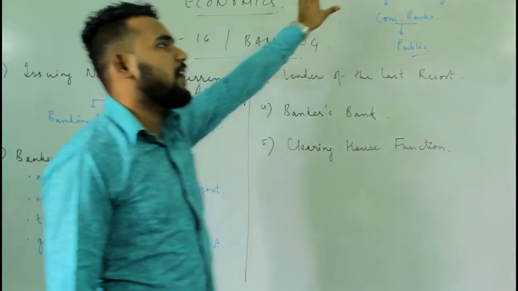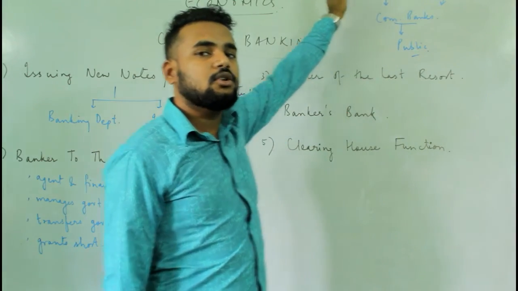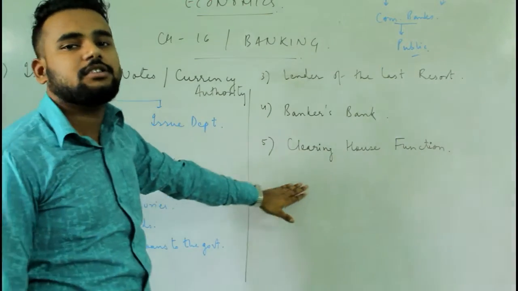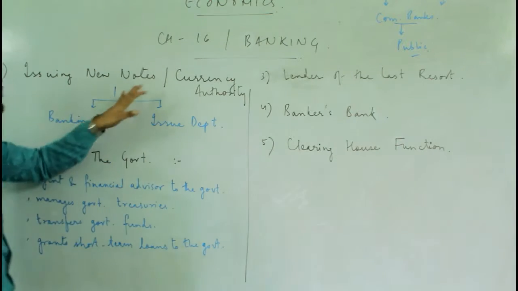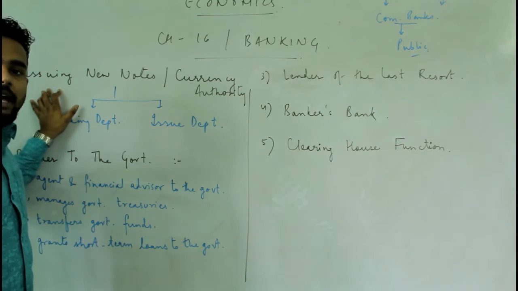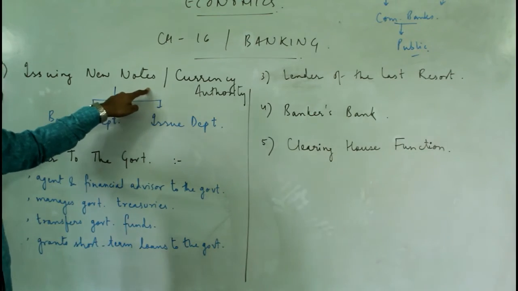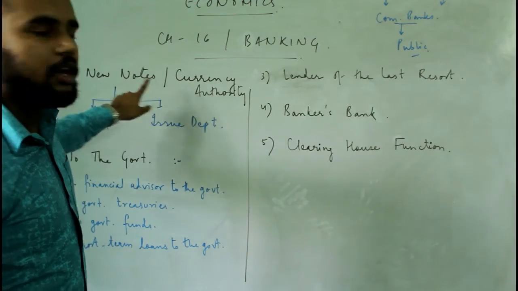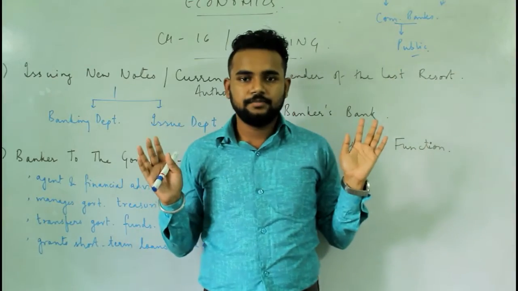So what are the functions of RBI? What work does the RBI do in the economy? RBI has several functions, so we are discussing the prominent 5 functions. The note you will get in class 11 copy, as I told you. So what is the first function of the RBI, students? The first function of the RBI is issuing new notes, or it is also known as the currency authority of the country. RBI's main work is to issue new notes in the country.